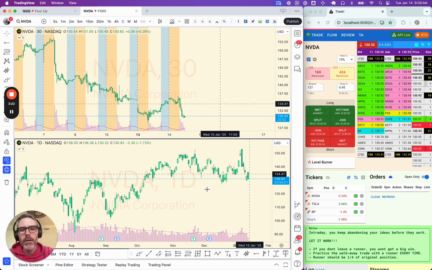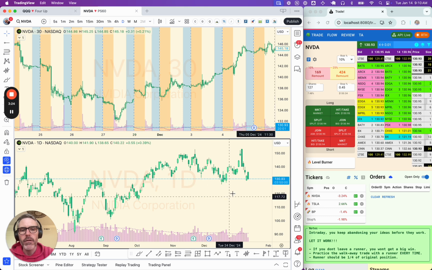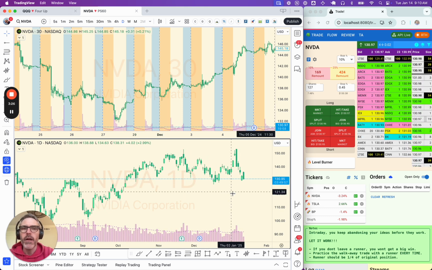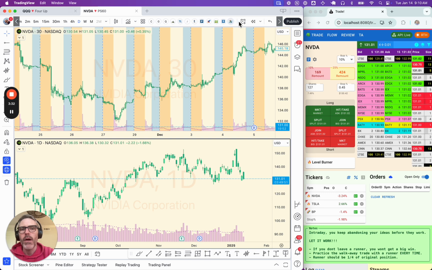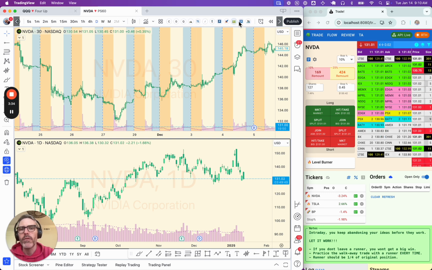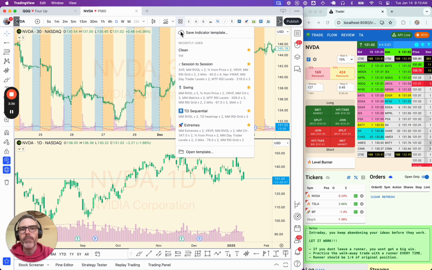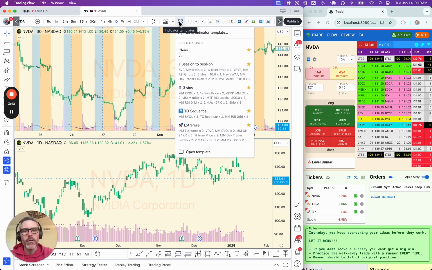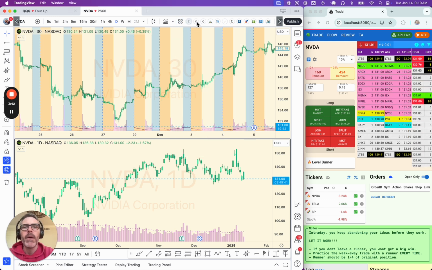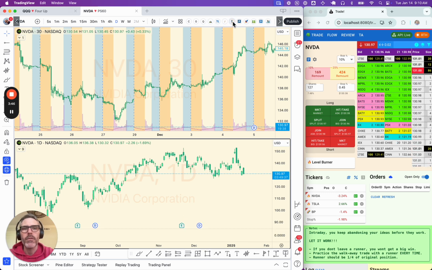On the daily chart, the standard indicator template that I have is this one I call swing. If you don't know how to set up TradingView, that's not what this is about. I'm going to assume that you know what an indicator template is, which is really just a group of indicators that you've chunked together and given a name. I've got one here that I've called swing.